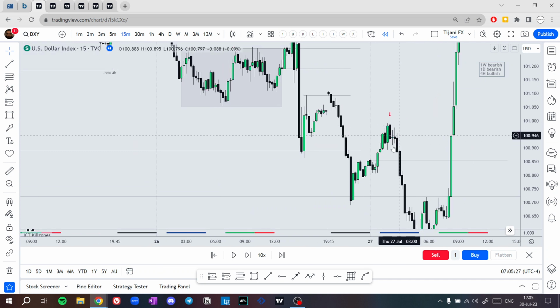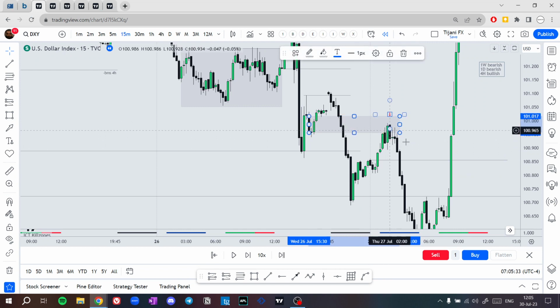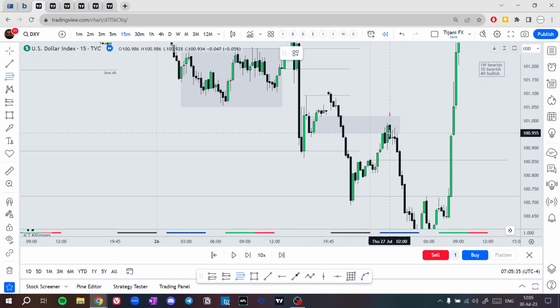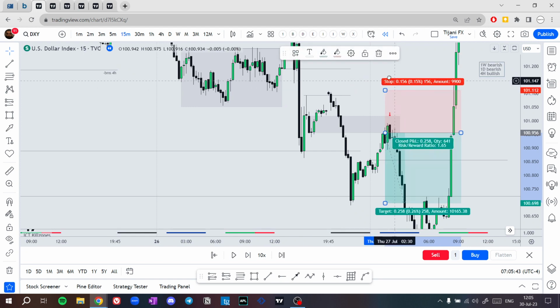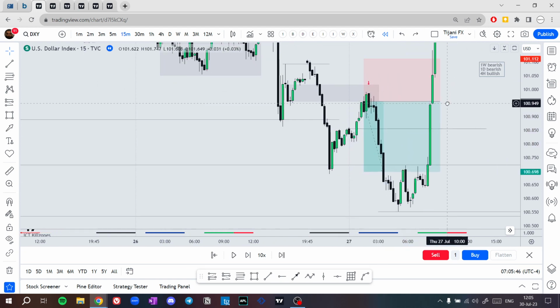This was a good entry for me. We have a breaker here that price has retraced to. Either you enter here, or you enter with your stop loss above this high, targeting what?